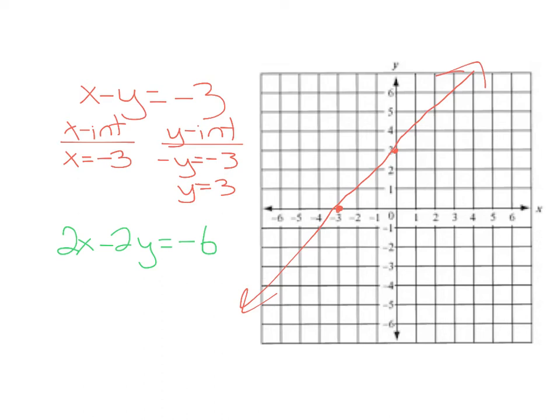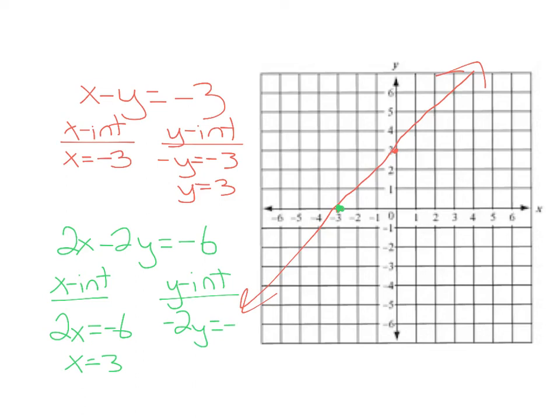All right, my second equation, we have 2x minus 2y equals -6. So again, this is in standard form. So I'm going to find my intercepts. So my x-intercept, I take 2x, set it equal to -6. So x equals -3. And my y-intercept, I have -2y equals -6. So y equals 3. Oh, look, they're right on top of the ones we already have, which means this line is the exact same line.